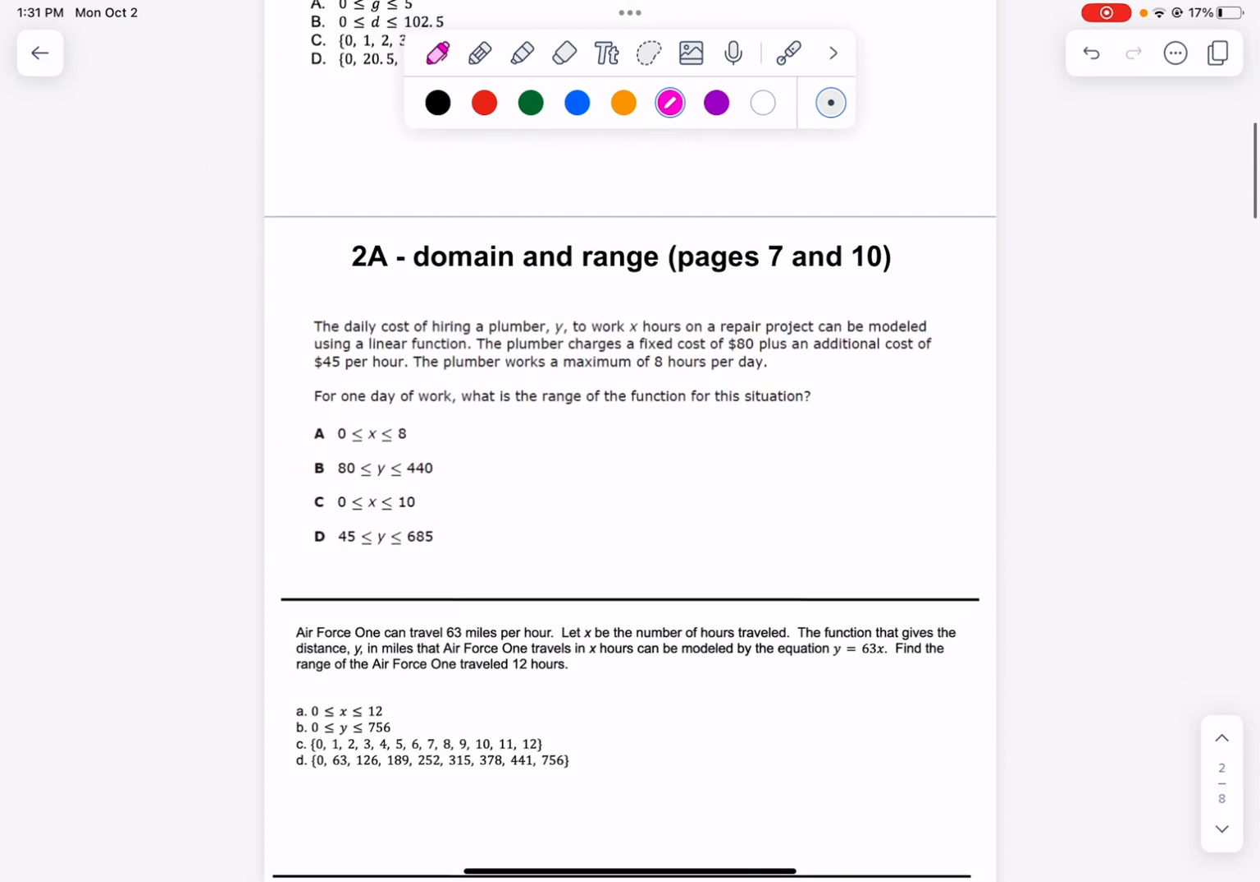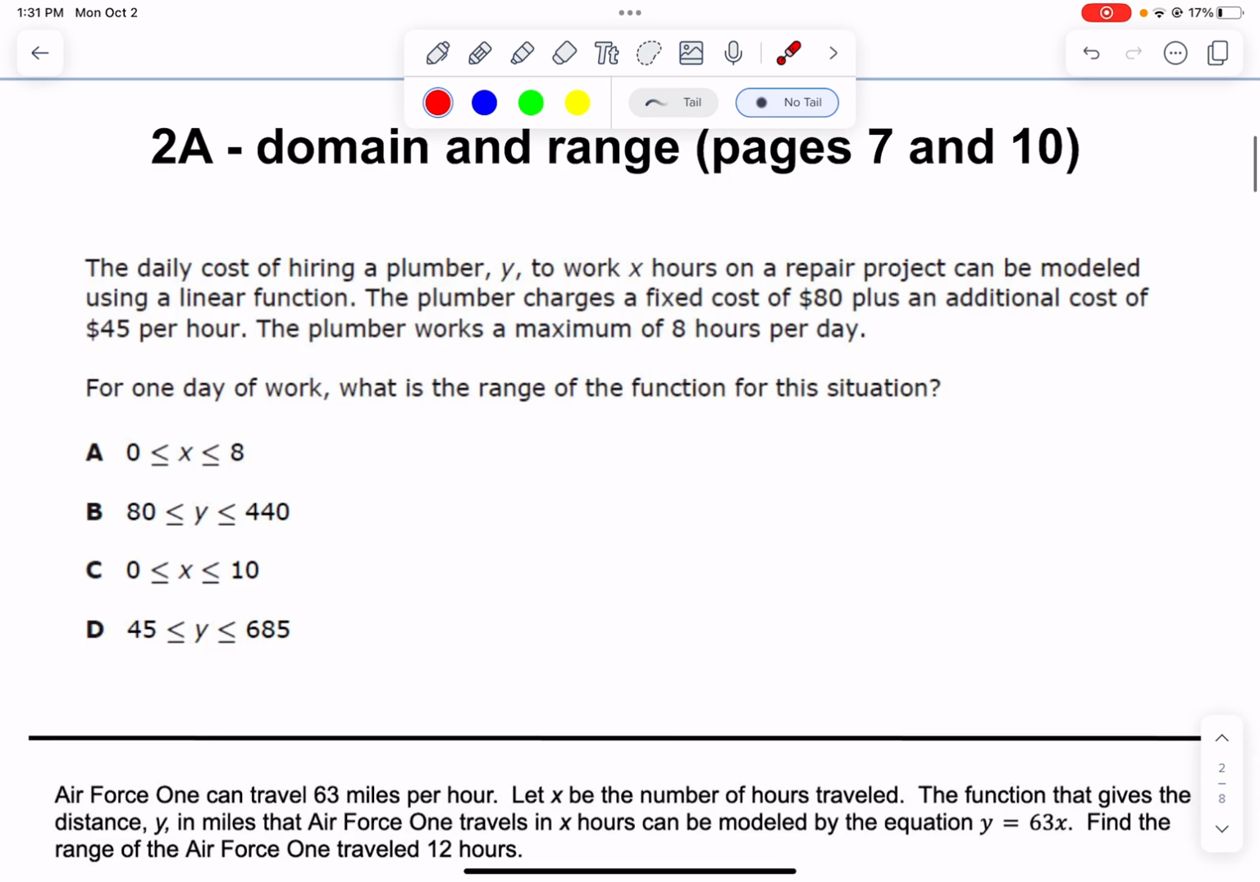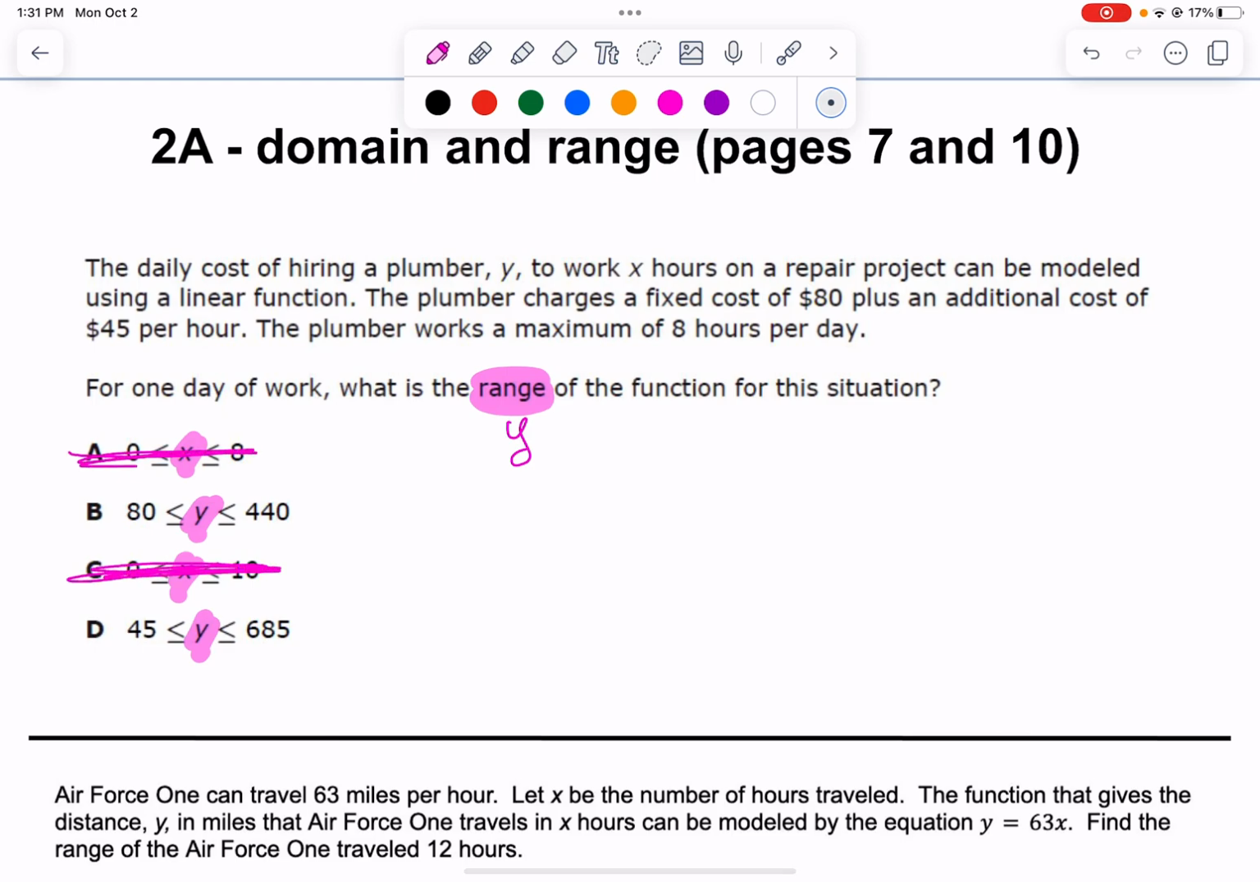So if we look at our next example, it says the daily cost of hiring a plumber Y to work X hours on a repair project can be modeled using a linear function. The plumber charges a fixed cost of $80 plus an additional cost of $45 per hour. The plumber works a maximum of 8 hours per day. For 1 day of work, what is the range of the function situation? Again, we have range. That's going to be y. So I'm going to look at my answer choices and look at which answers I can eliminate. I can eliminate A and C.